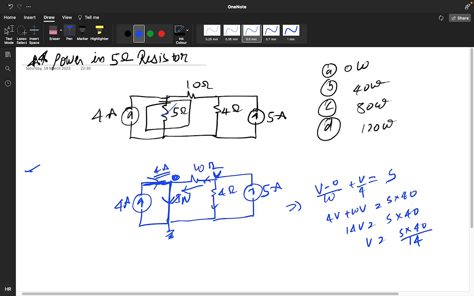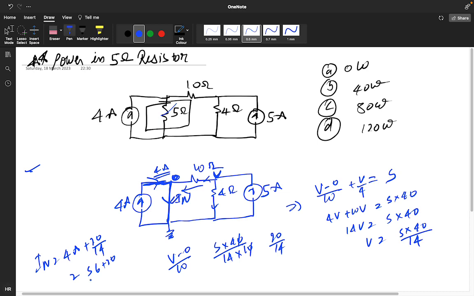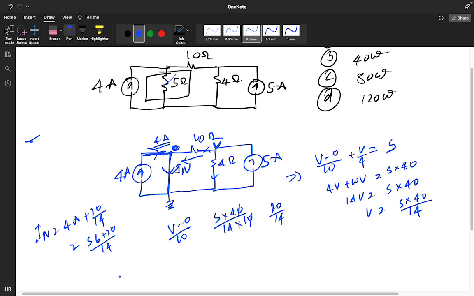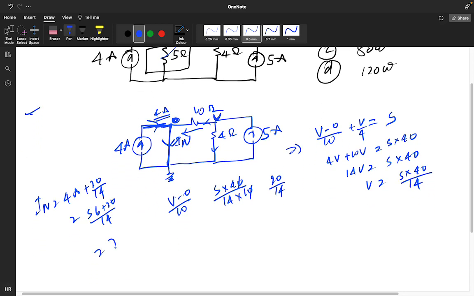So what is this current? (V minus 0) divided by 10, which is 5 into 40 divided by 14 divided by 10. So this current comes to 20 by 14. So what will be the IN current? IN will be 4 ampere plus 20 by 14, so 56 plus 20 divided by 14. How much are you getting? 76 by 14. You got the IN current.